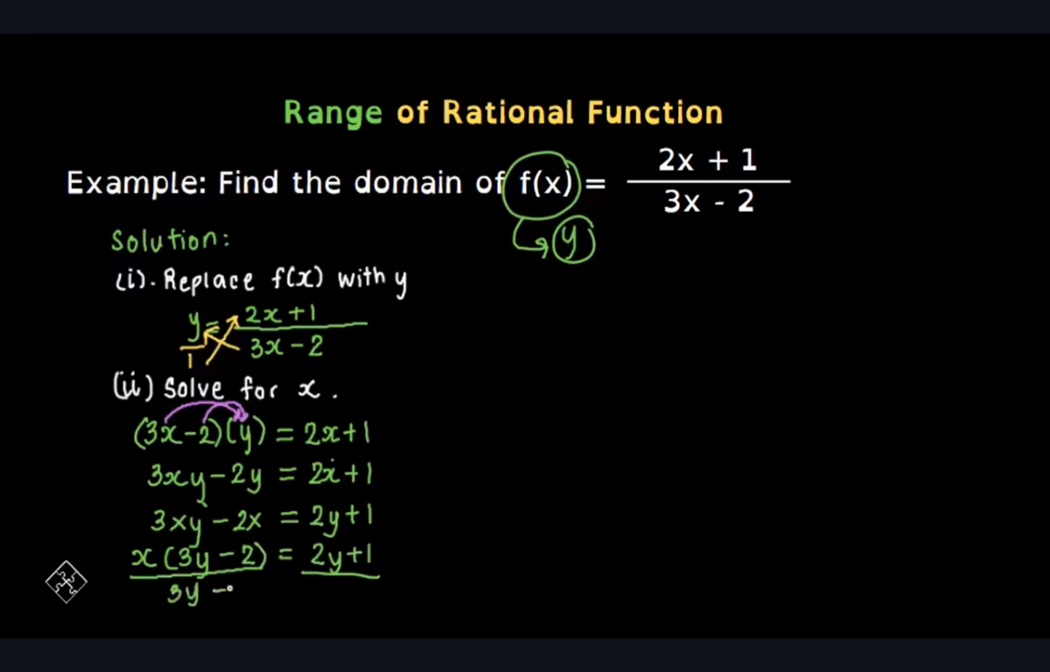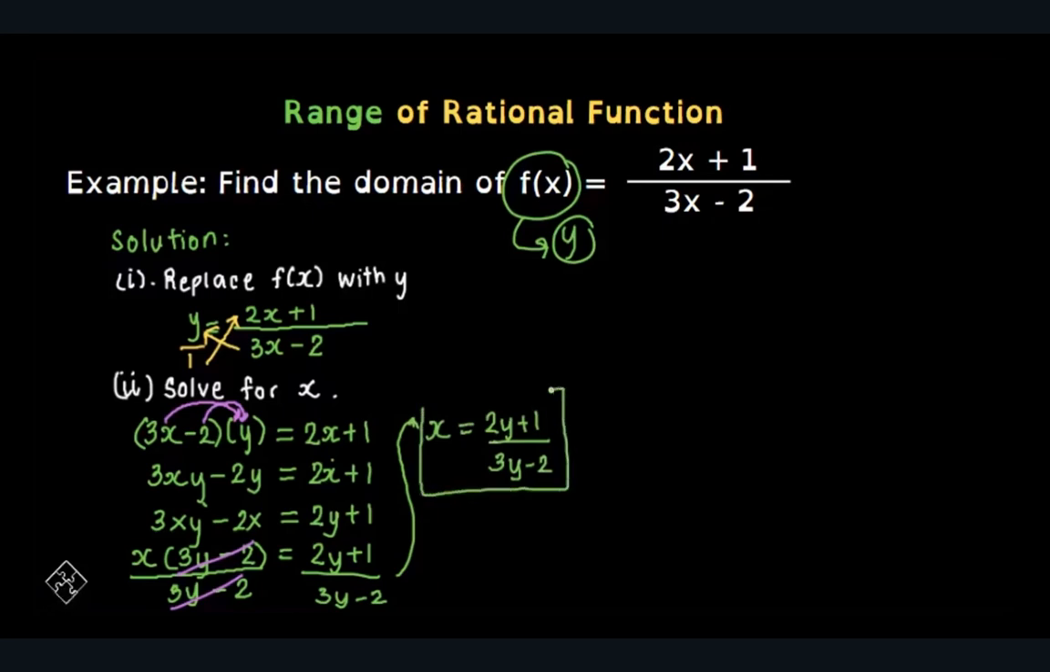So, 3y minus 2 sa kabila din. Kung anong ginawa mo sa kabila, gawin mo rin sa kabila. No? Then, we can cancel 3y minus 2 dito sa left-hand side natin. Ang matitira dyan is, x equals 2y plus 1 all over 3y minus 2. And that's it. Okay? So, yun na yung ating x value. Okay, what is the next step?